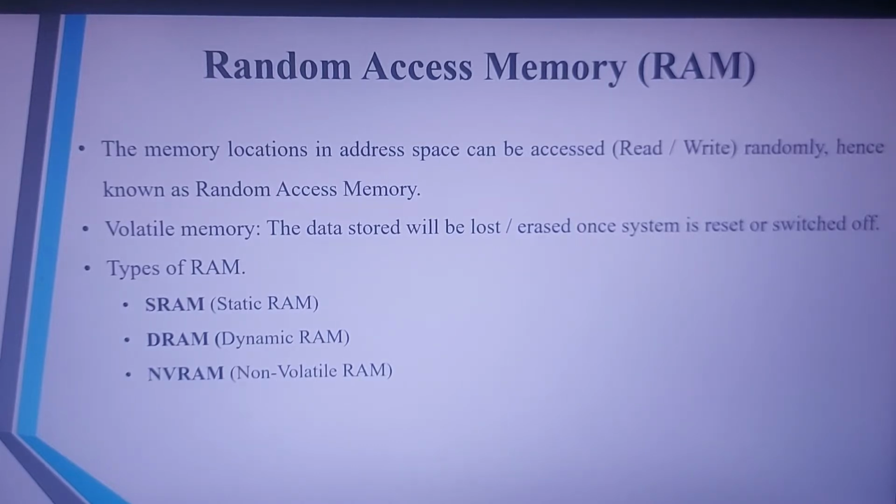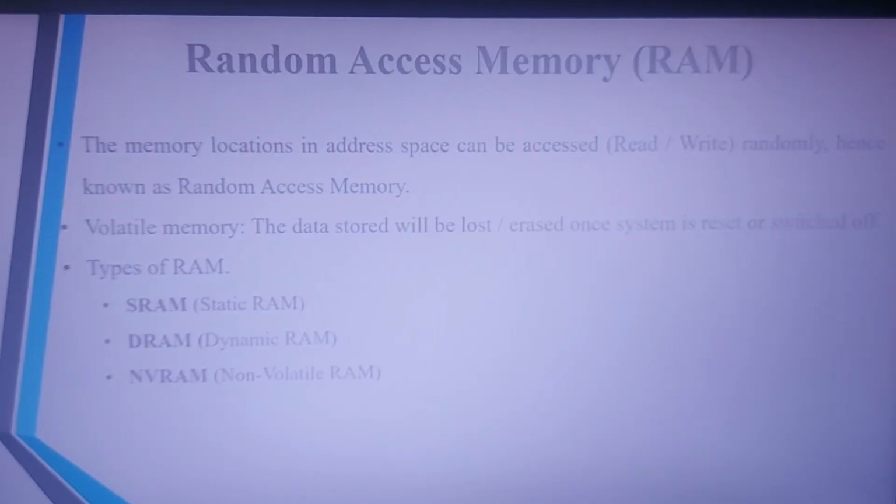We have three types of random access memories. One is SRAM, static RAM; DRAM, dynamic RAM; and NVRAM, non-volatile RAM. We will discuss each one of them in detail, and why they are called static, dynamic, and non-volatile. Let's begin with static RAM.